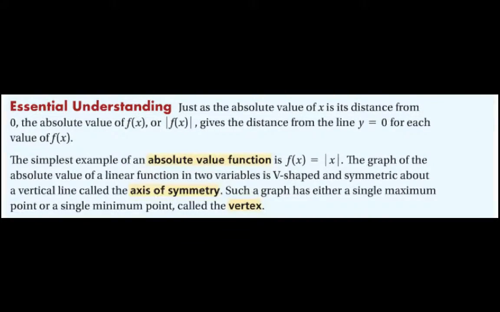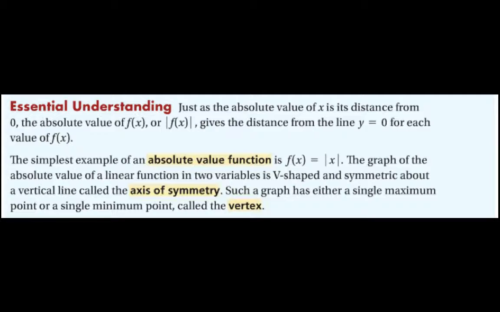So as I said, just as the absolute value of x is its distance from 0, the absolute value of f of x gives the distance from the line y equals 0, again also known as the x-axis, for each value of f of x. The simplest example of an absolute value function is f of x equals absolute value of x. The graph of the absolute value of a linear function in two variables is a V-shaped and symmetric curve, call it a curve even though it's not curved, about a vertical line called the axis of symmetry.